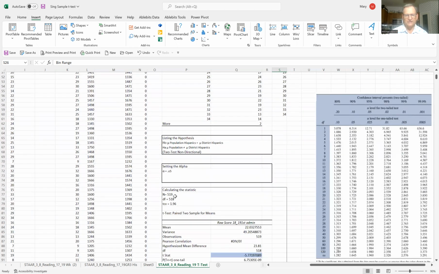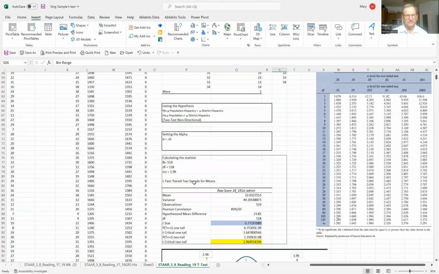In calculating our statistics, we looked at our sample, saw there were 519 students that took the test, which gave us a degree of freedom of 518. So when we went to the chart to look at our confidence interval, because it was higher than 120, and for a two-tailed test of 0.05 for our alpha, we were able to determine 1.96.